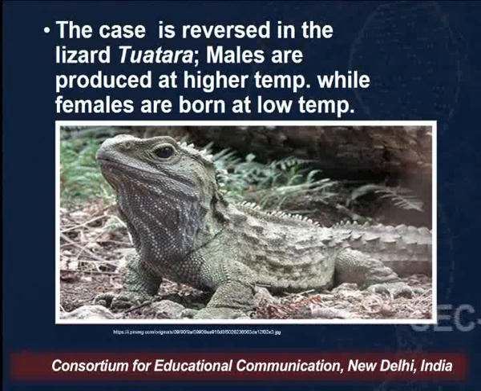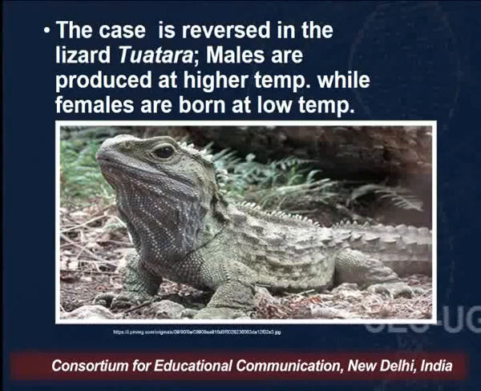Now the case that we have just described is exactly reversed in a lizard by the name Tuatara. Here the males are produced at higher temperature and the females are born at low temperature.